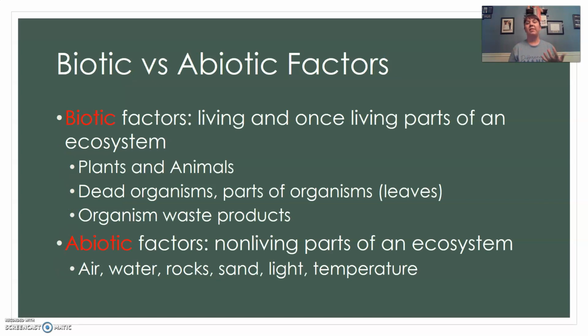Now, when we talk about the things in an ecosystem, some are living things. Those are our biotic factors. They're living or they come from a living thing. So animals and plants definitely, but also dead animals and plants or leaves that fall from trees. They were once living. They're part of a living thing, but they're not walking around talking, right? Or waste products. Those are all considered biotic factors. They have to do with living things.